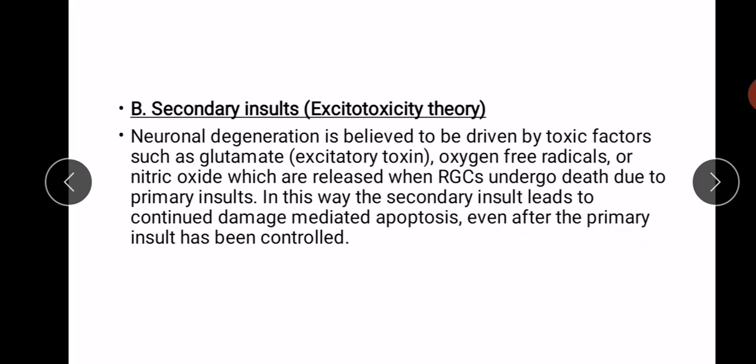Even after the primary insult has been controlled. So in this way, the secondary insult leads to continued damage mediated apoptosis even after the primary insult has been controlled.